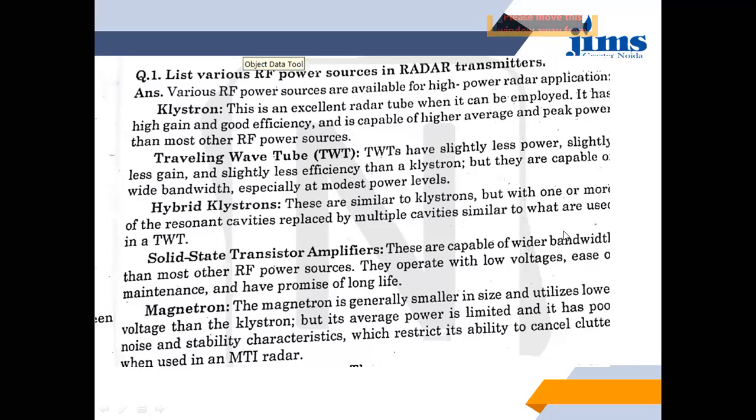So if you compare klystron and magnetron, the size, power and voltage requirements are relatively low in the case of the magnetron, but the noise problem and the stability problem is there in the magnetron. So it limits its ability to cancel clutter. Clutter we have discussed a number of times in this class: clutter are the unwanted echoes. So it is required, most of the time, to cancel the clutter, and they are not able to cancel the clutter. Okay? Is this clear to everyone?